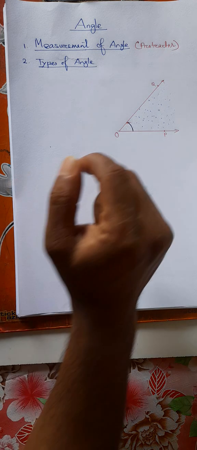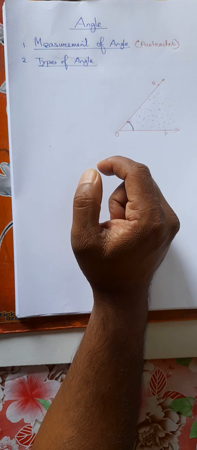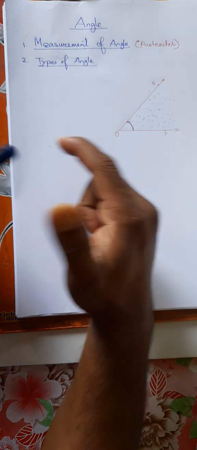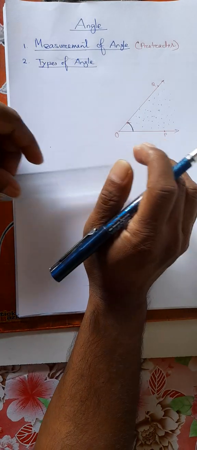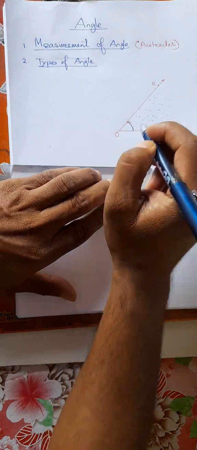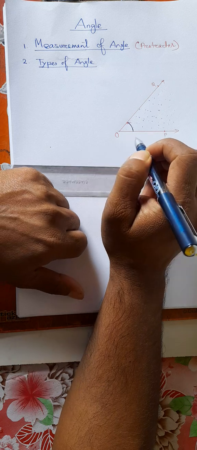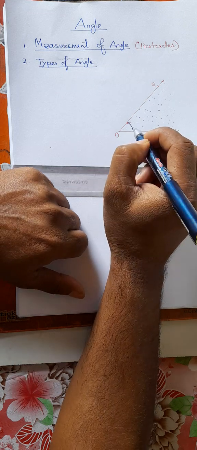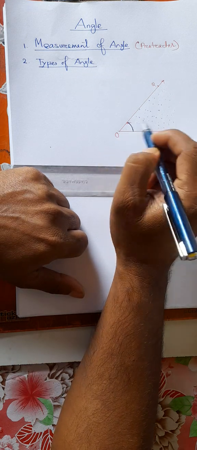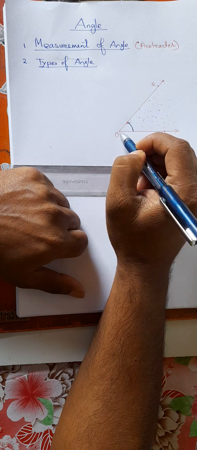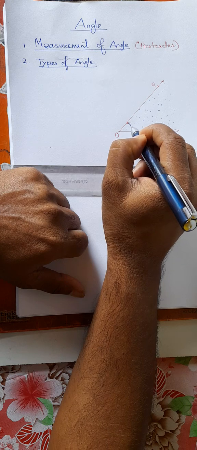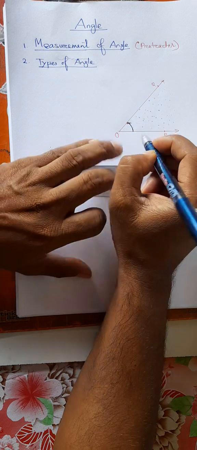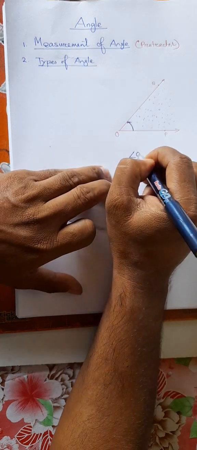Here we will discuss measurement of angle. We have already studied that when two rays originate from one common point, then an angle is formed. A corner is formed. These two rays OP and OQ are starting from the same initial point O. Now this corner is called an angle. You name it as QOP.